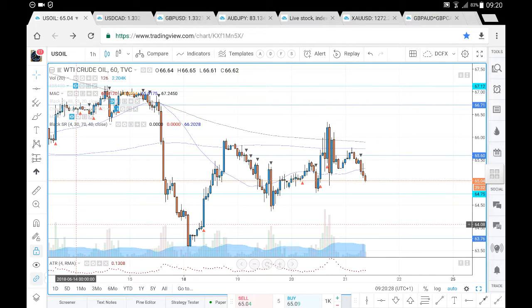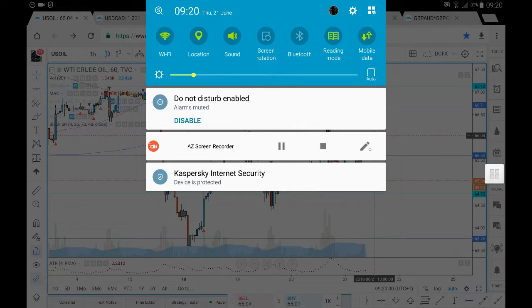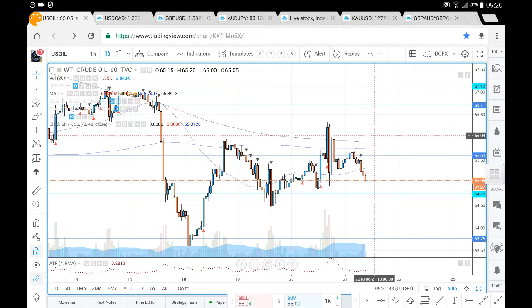So this is US oil analysis for Thursday, 21st of June. Now, let's just have a look at our prices and where prices may likely go.